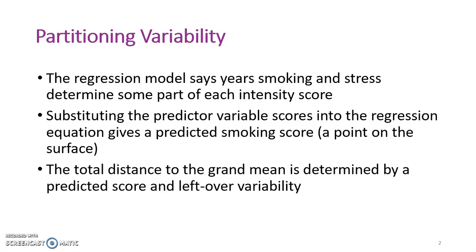Now, we talked about how with multiple regression, especially with two predictors, we're now thinking about the plot in terms of a plane, or a regression surface. So substituting in the predictor scores will give us a predicted smoking score that's a point on this regression surface. And the total distance to the overall mean, the grand mean of y, smoking intensity, is determined by the predicted score and leftover variability.